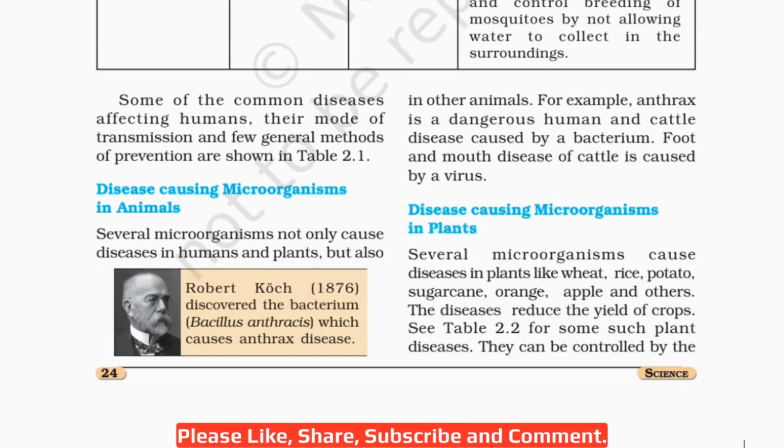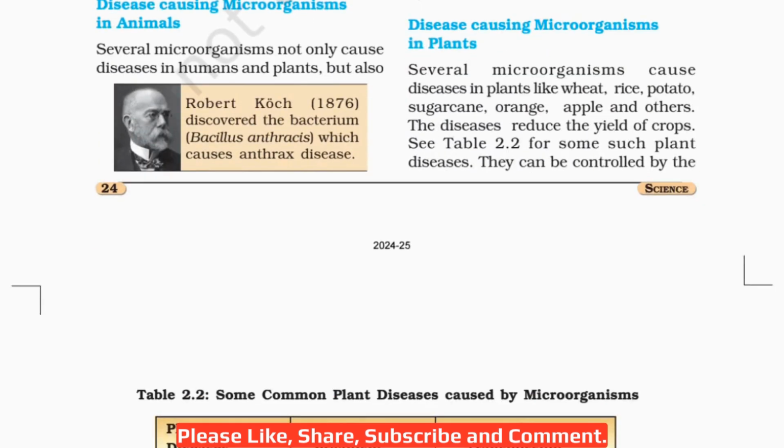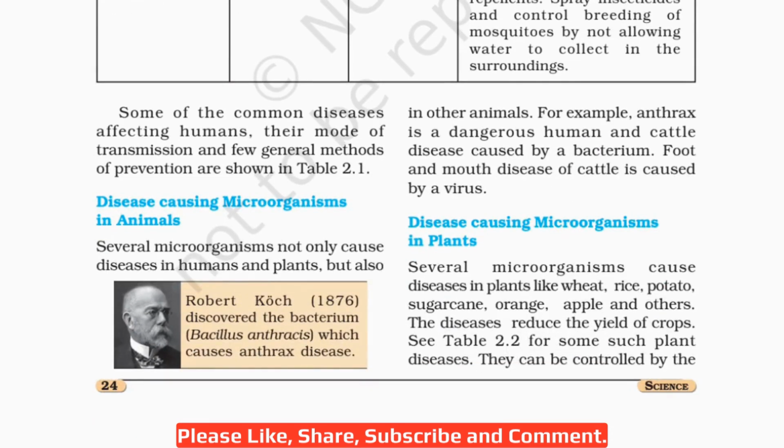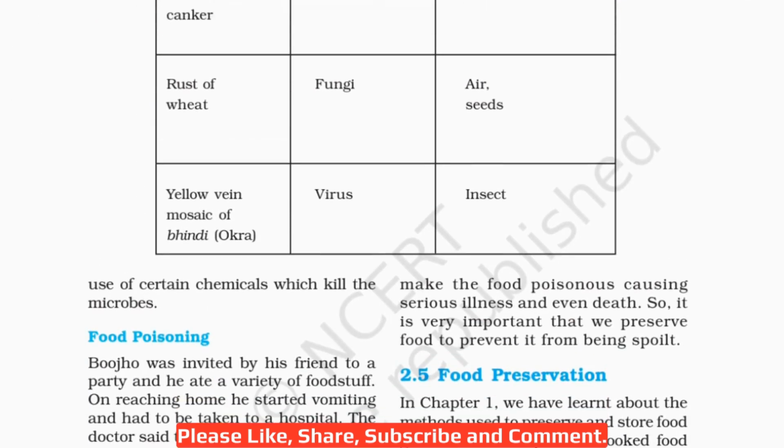Then, disease-causing microorganisms. Several microorganisms cause disease not only in humans and plants, but also in other animals. For example, anthrax is a dangerous human and cattle disease caused by a bacterium. Then foot and mouth disease of cattle is caused by a virus. Disease-causing microorganisms in plants: several microorganisms cause diseases in plants like wheat, rice, potato, sugarcane, orange, apple, and others. The diseases reduce the yield of these crops. Okay. Now in table 2.2, some such plant diseases can be controlled by the use of certain chemicals which will kill these microbes.